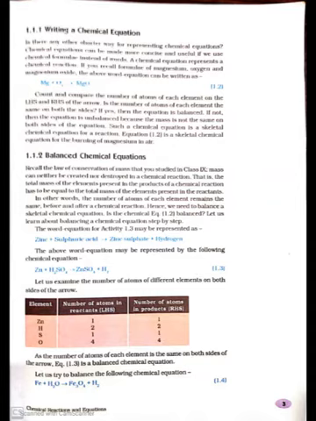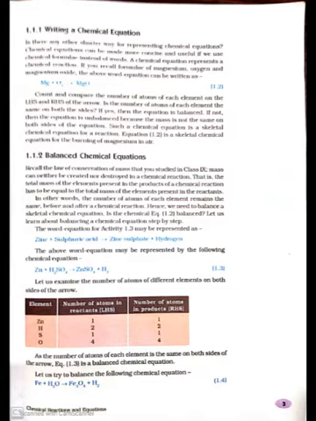1.1.1 Writing a chemical equation. Is there any other shorter way for representing chemical equations? Chemical equations can be made more concise and useful if we use chemical formulae instead of words. A chemical equation represents a chemical reaction.